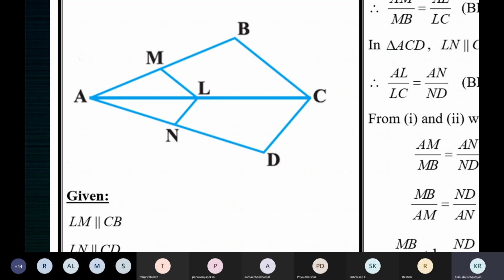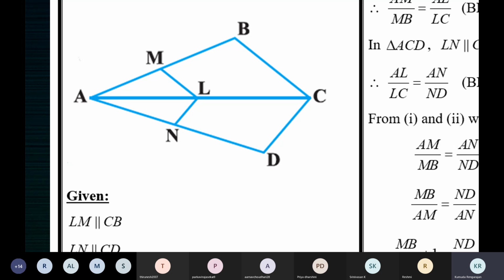So this line meets AC in L and AB at M, right? Yes, ma'am. Those are the points of division, L and M. That's important to find the ratio. So in triangle ABC, since LM is parallel to BC, we have a line parallel to one side of the triangle. One side is BC here. So what's the result by BPT?